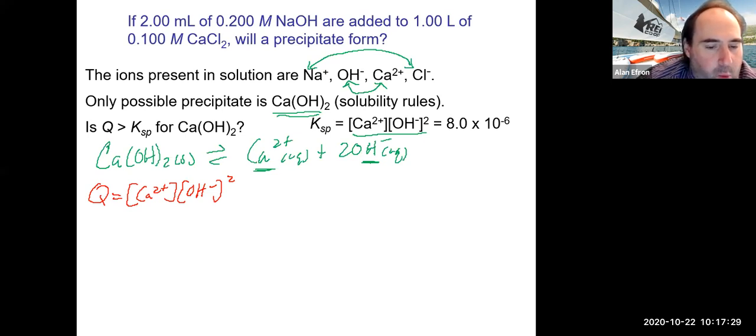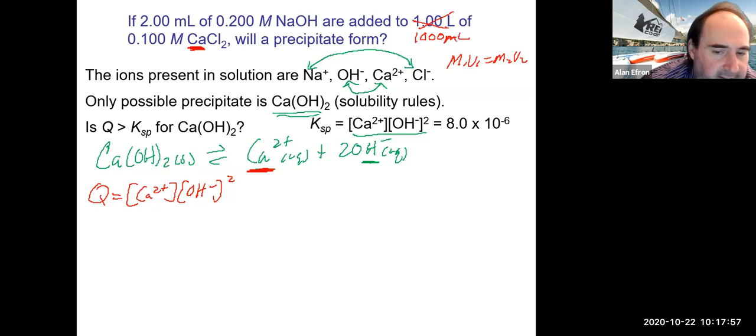So we need to think about where we're going to get these things from. Calcium, the only source of calcium is our calcium chloride. So we need the actual concentration of calcium in this mixture when we put them together. So that's going to require an M1V1 equals M2V2 situation. I'm going to convert this into 1,000 milliliters just to get my volumes all in the same units. You could leave it as liters if you want, but I will just do that to make the math a little bit easier, I think.